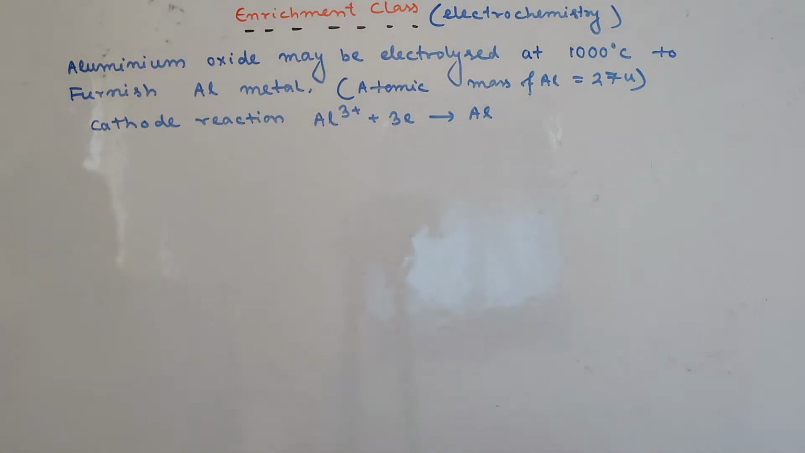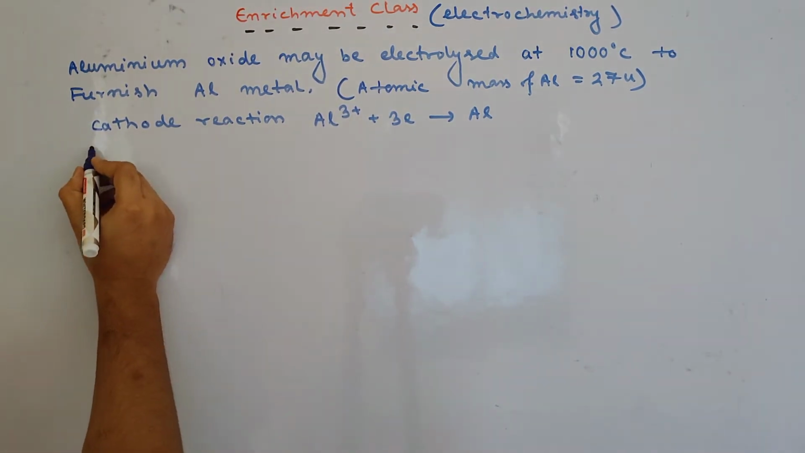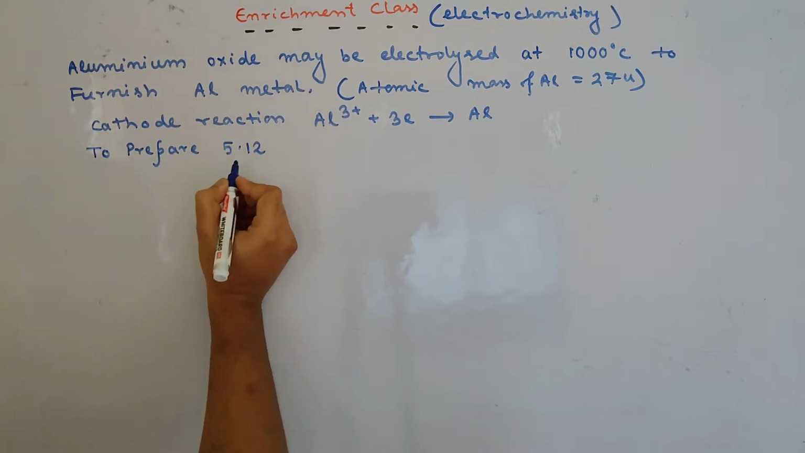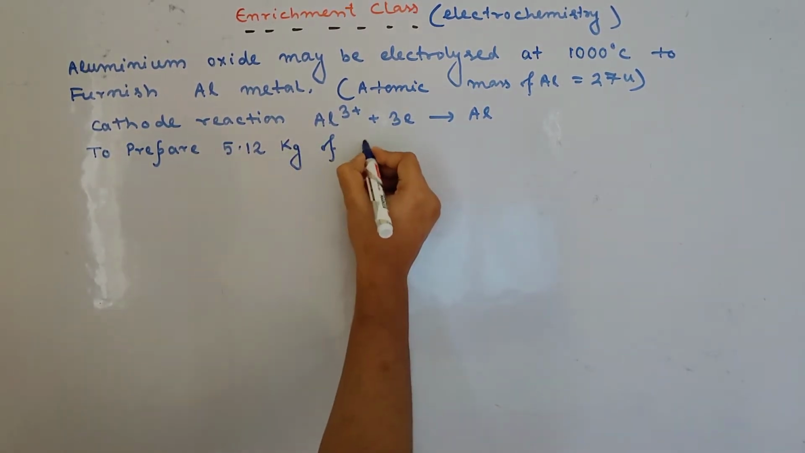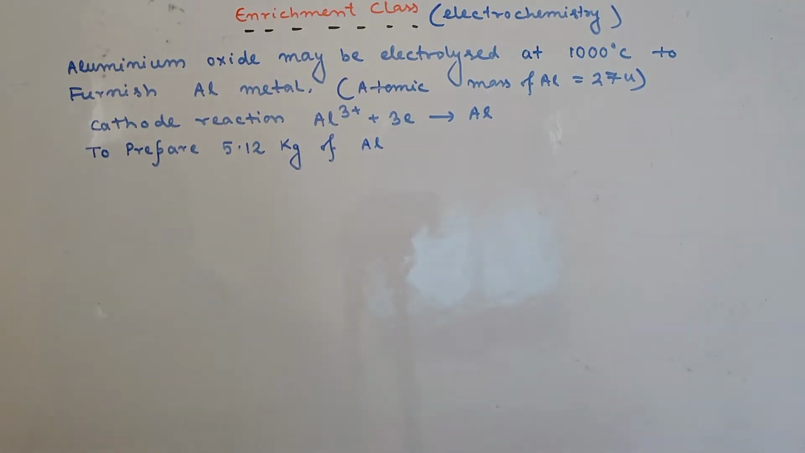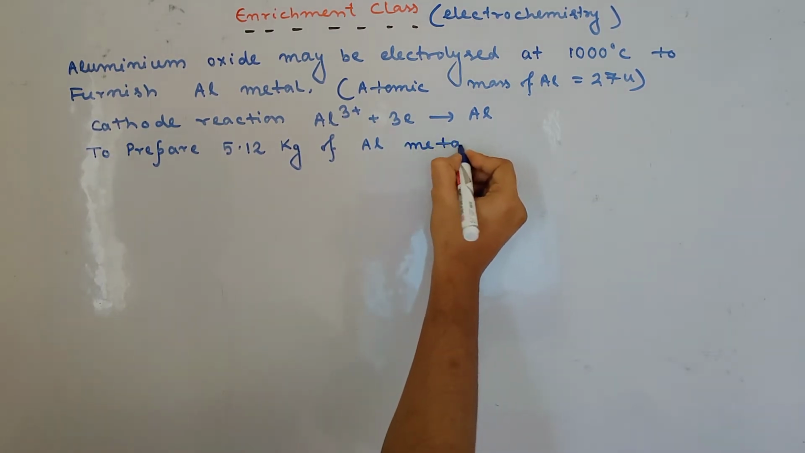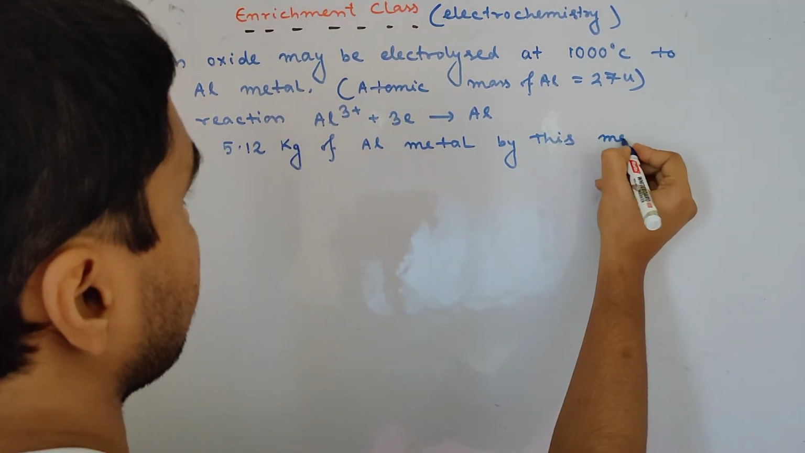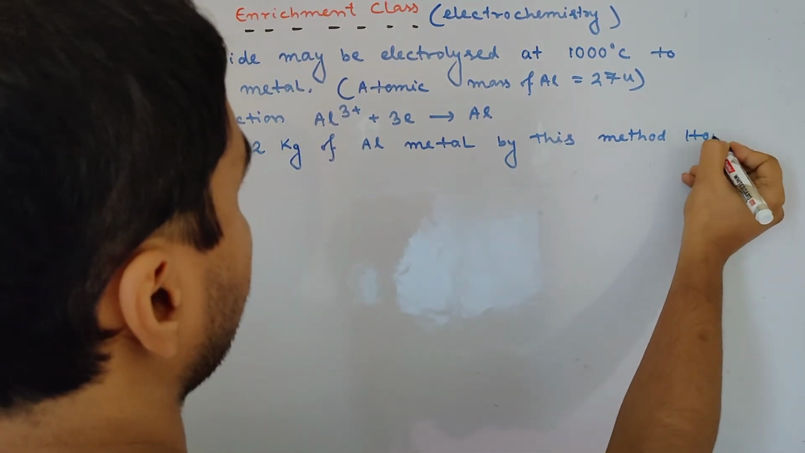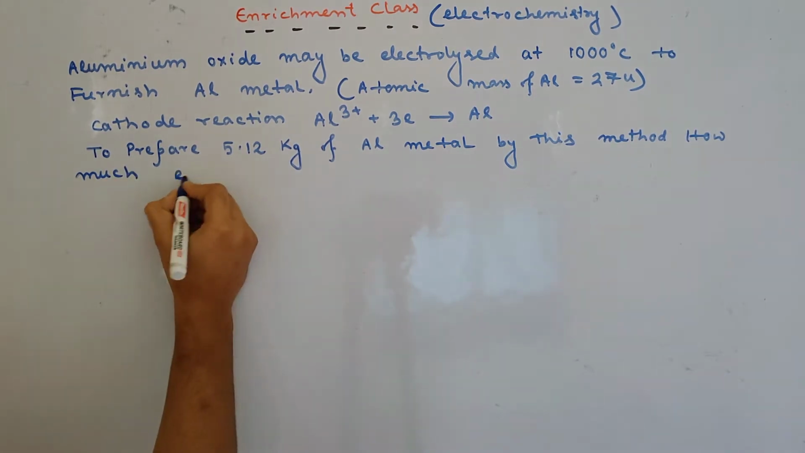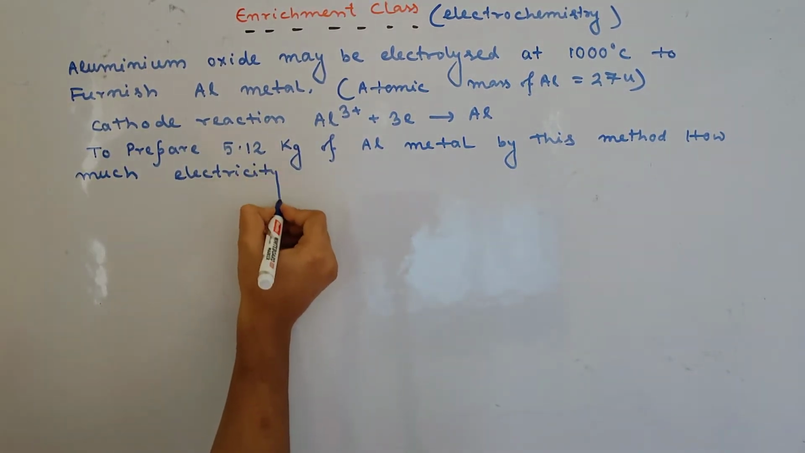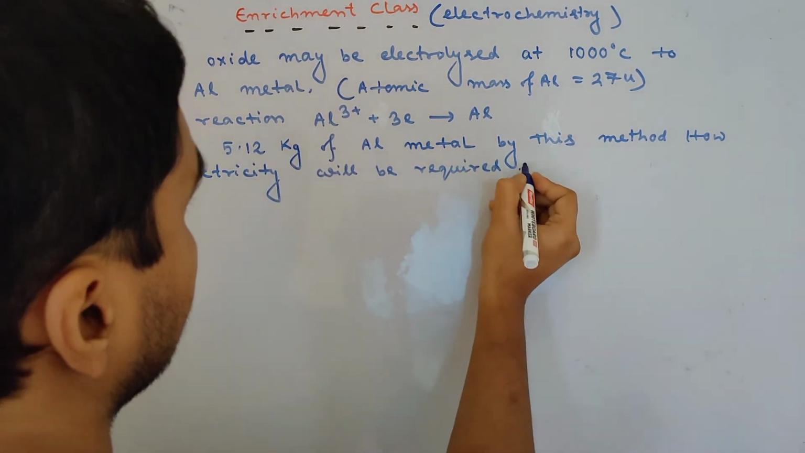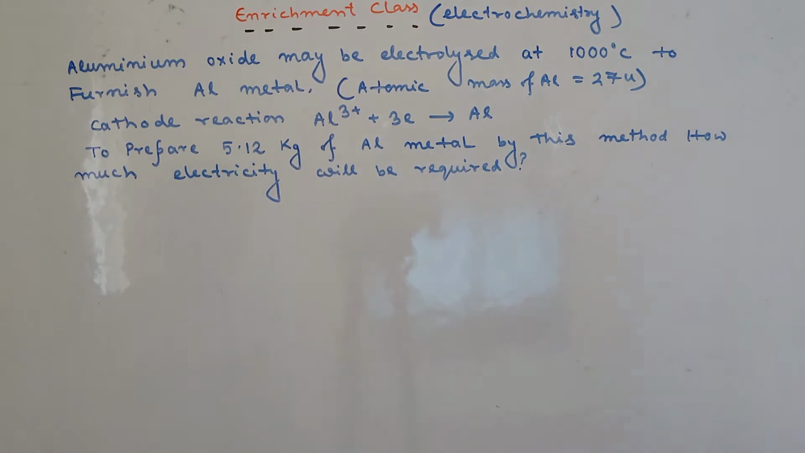So the question is: to prepare 5.12 kg of aluminium metal by this method, how much electricity will be required? How much electricity will be required?